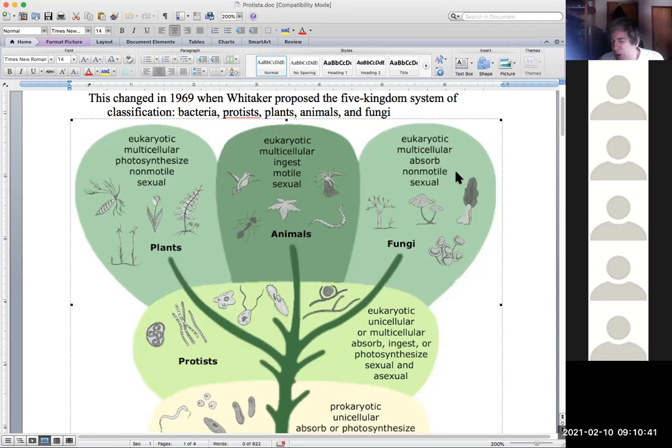Fungi are non-motile, they can't move. Although in recent years, we've actually discovered a few fungi that have flagella and can use the flagella to move around, similar to the way that a sperm cell can move by its flagella.